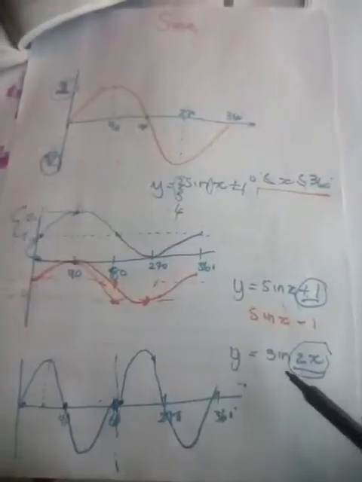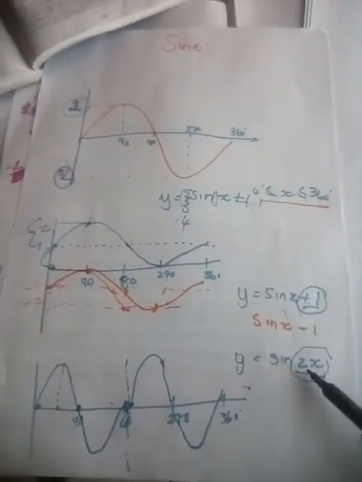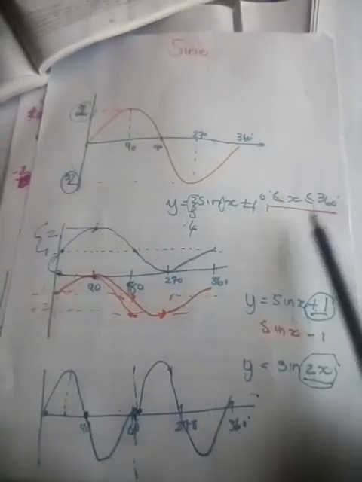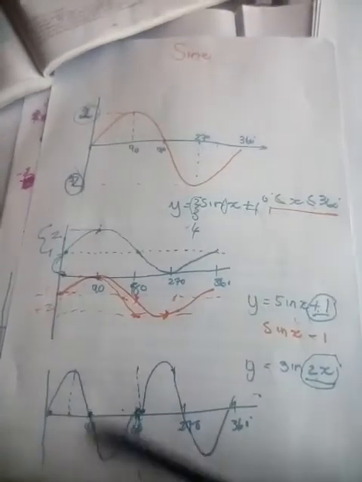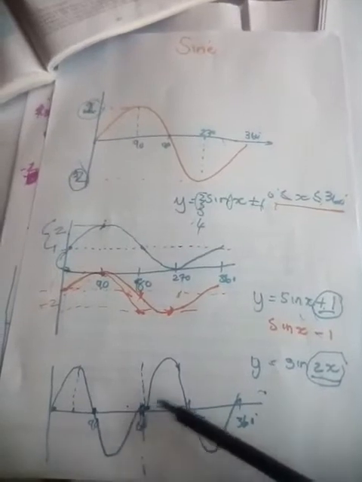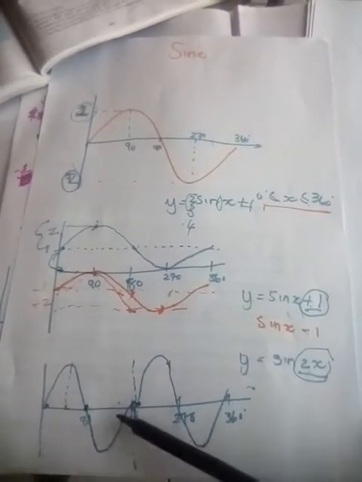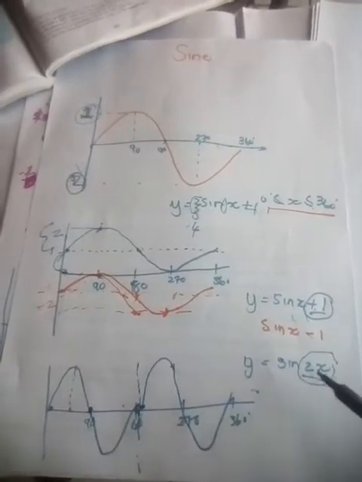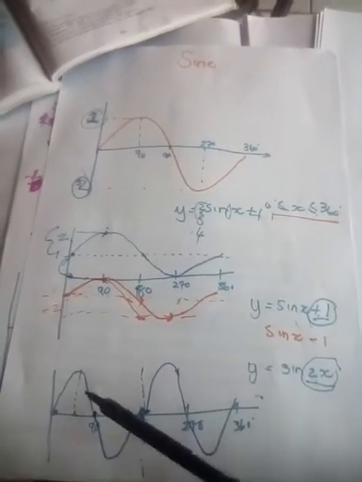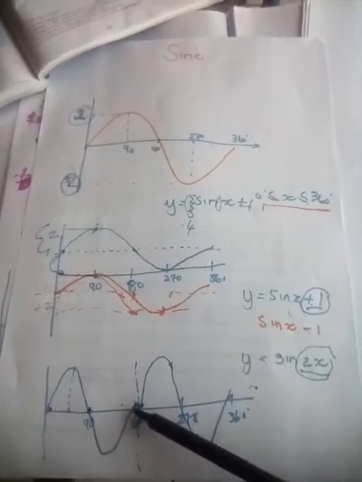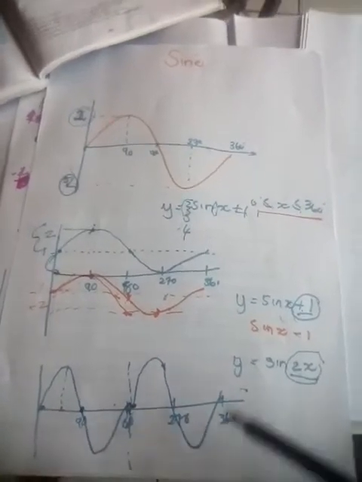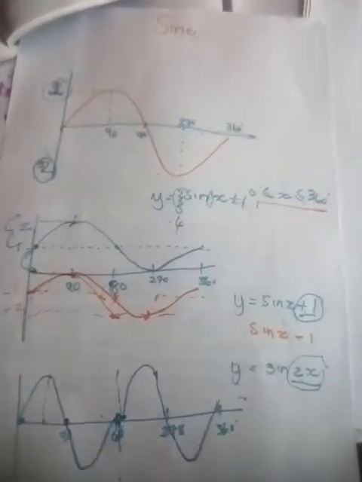Then, if it is sine of 2x, take the period, which is 360, I divide it by 2, and that's how I know how far I go for each graph. There will be 2 graphs, 2 sine waves, 2 cycles, and then they will be each 180 degrees long. It's for the sine wave. Then you will have to know also the cosine wave.